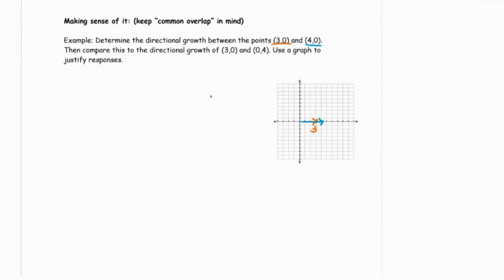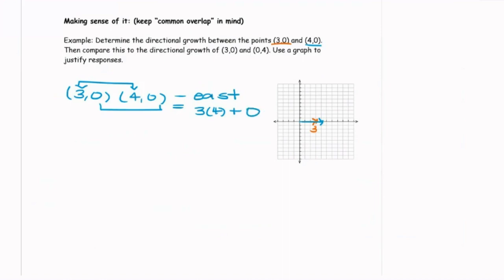And if you look at them visually, they are going in the same direction. So (3, 0) and (4, 0). If we're thinking about this in terms of bearings, it's north, south, east, and west. They're both going in the east direction. So the directional growth is going to be 3 times 4, plus 0 times 0, which is just 0. So our directional growth is 12.